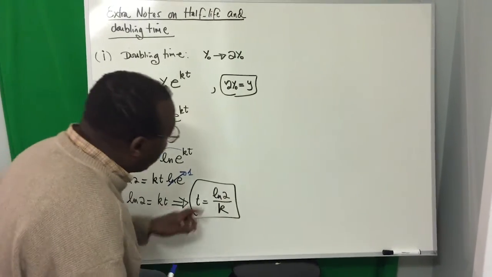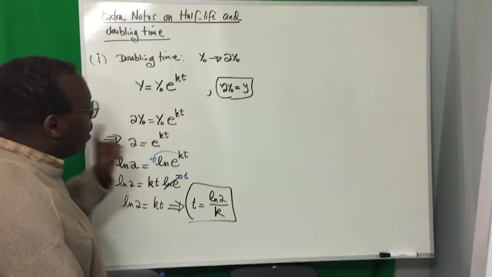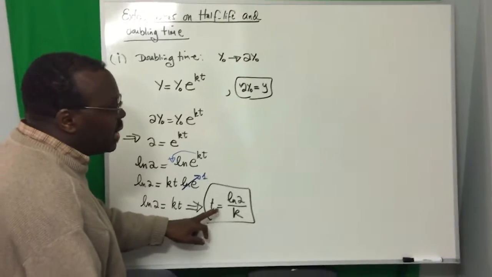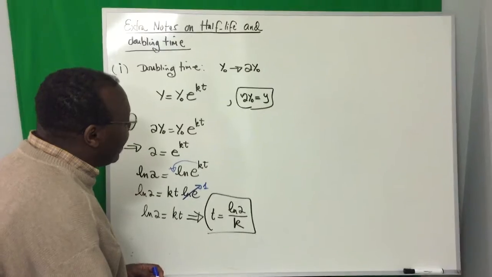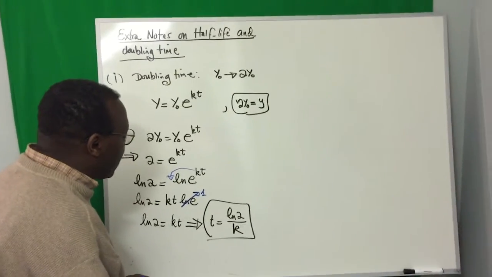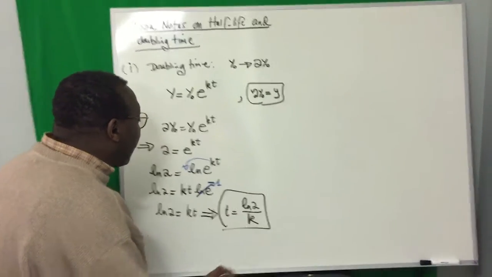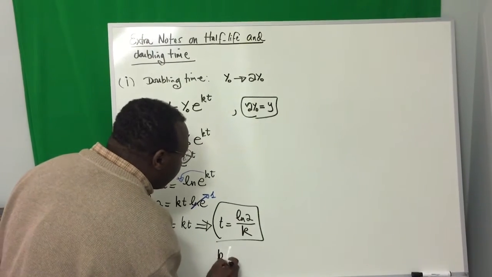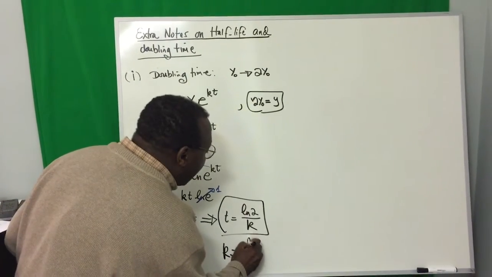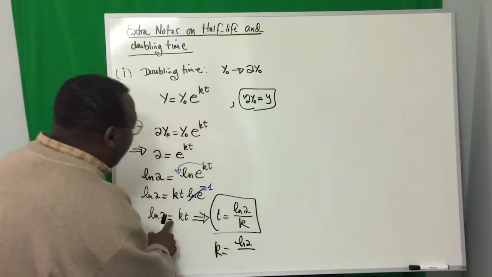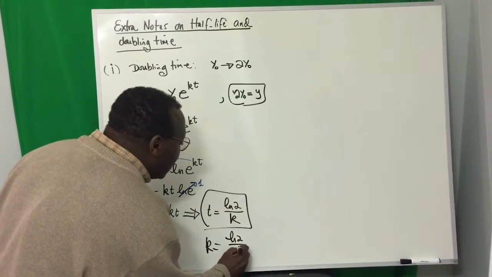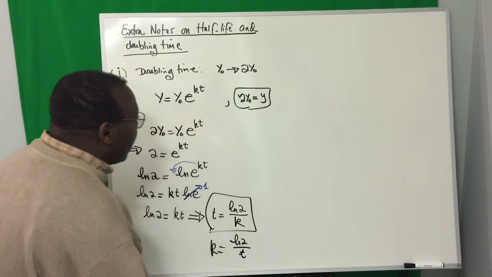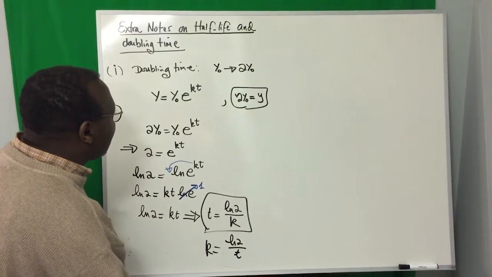So if we know the constant, we'll be able to get the time it takes for a value to double. All we have to do is divide ln 2 by the constant. Or if you want to find the constant, going back to this formula, we divide ln 2 by the doubling time. Okay, that's part 1.